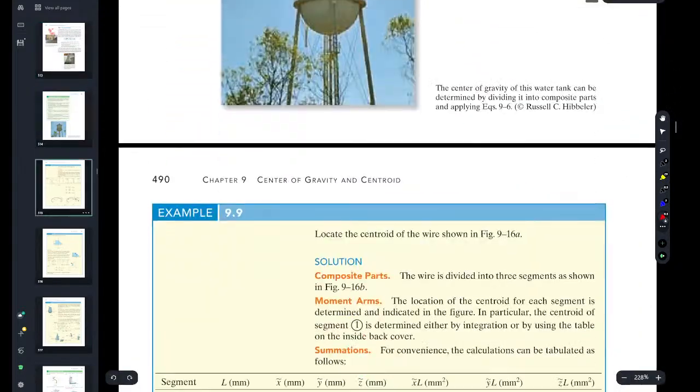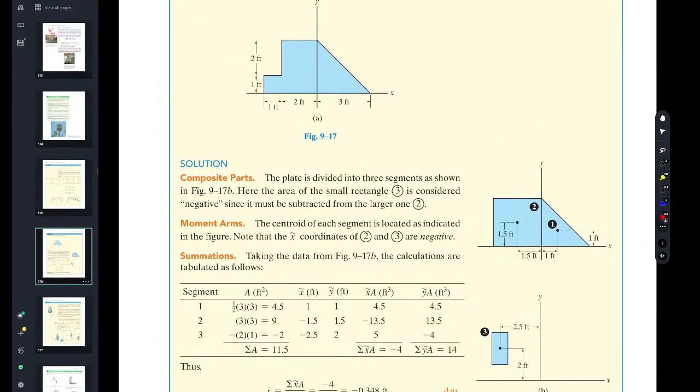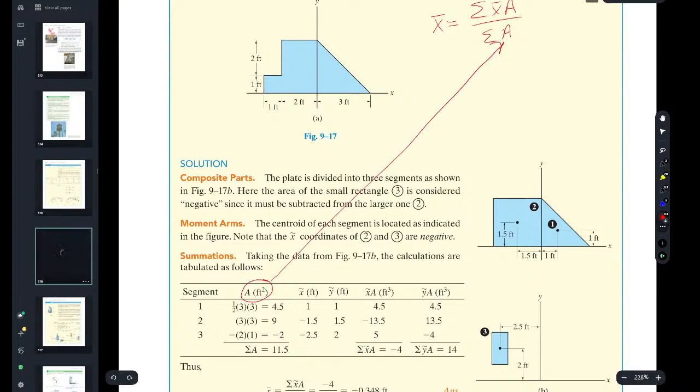So he says that, but he goes and does this problem. Here's a typical problem. And what you'll see is it's just like an Excel spreadsheet. Here's what I mean. If you're looking for x bar, it's equal to the sum of the x bars inside each of the composites times the areas of the composites. So what does he do? He sets up a table to handle that.